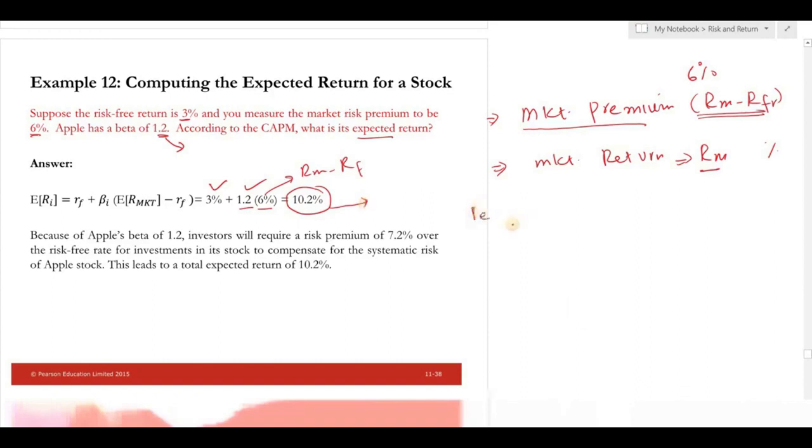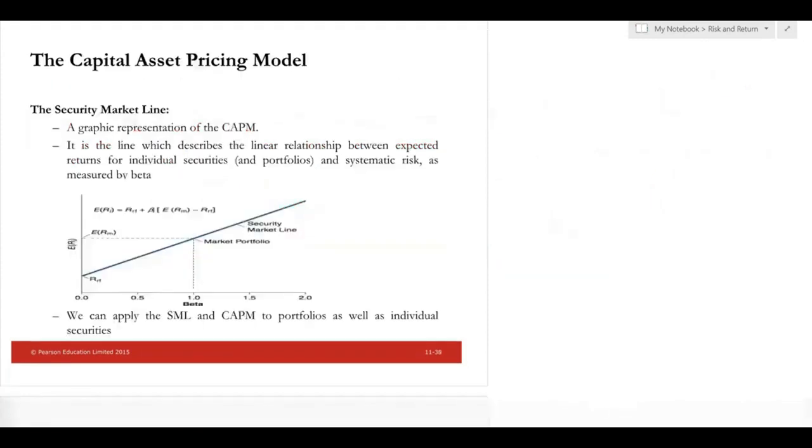So once I get this RE, and if I want to find the price, how can I find it? D1 divided by R minus G. I will use this R here. I will have the dividend, I will have G, so I can find the price. Now this is the capital asset pricing model. Based on the capital asset pricing model, we can draw a line that is called the security market line. The security market line is basically the depiction of the capital asset pricing model.